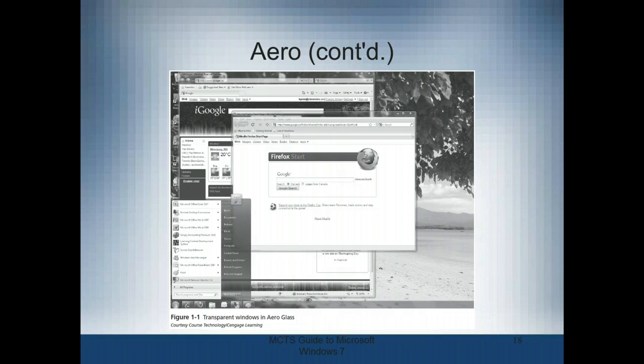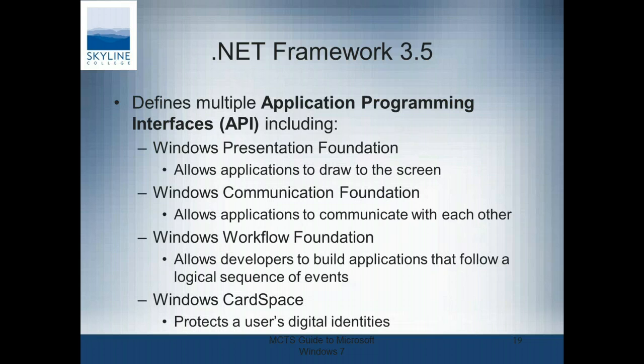The Aero interface has all this see-through stuff. It is pretty. It really does look kind of neat. And Linux has got that now too, doesn't it? They don't call it Aero, but it's got the translucent windows. All of that stuff takes processing power. The .NET framework, application programming. What's an application? What's an API? What's an application programming interface?